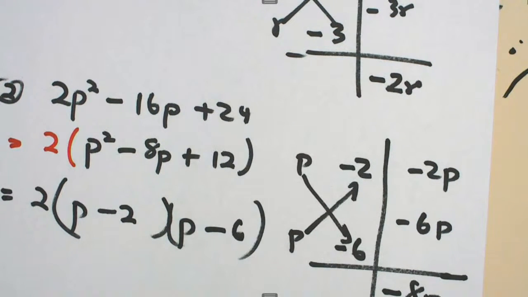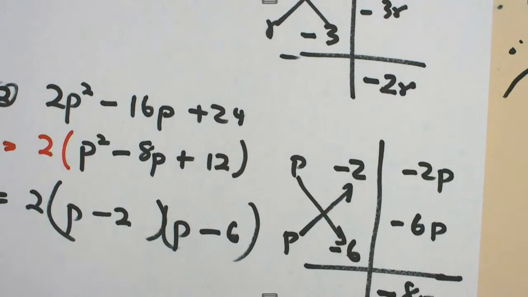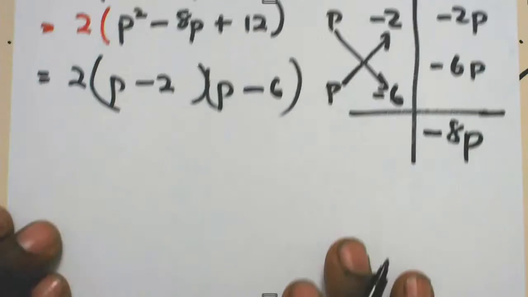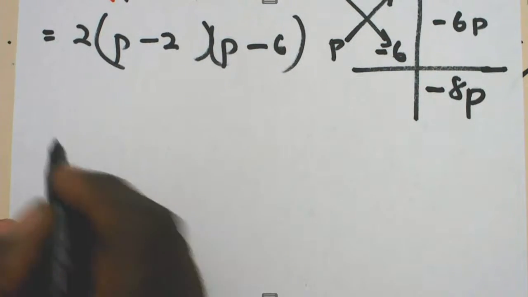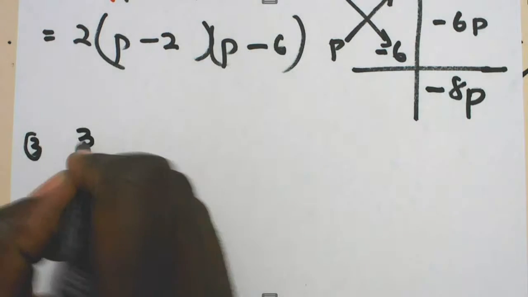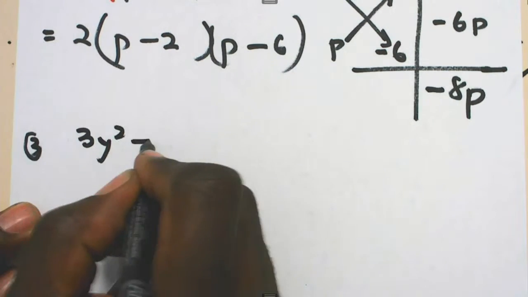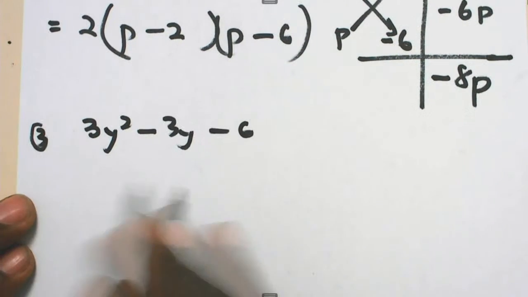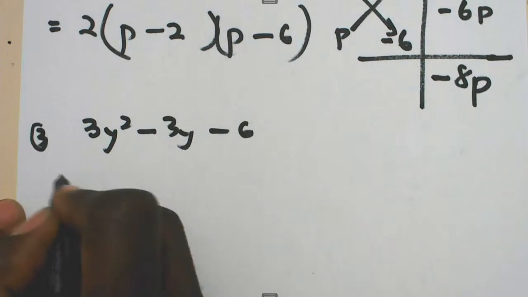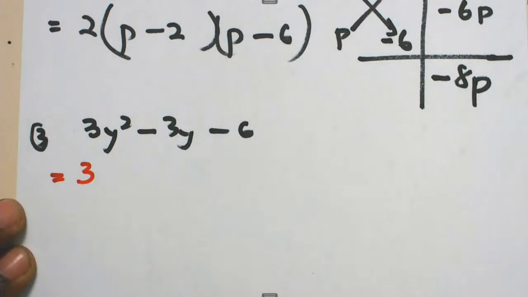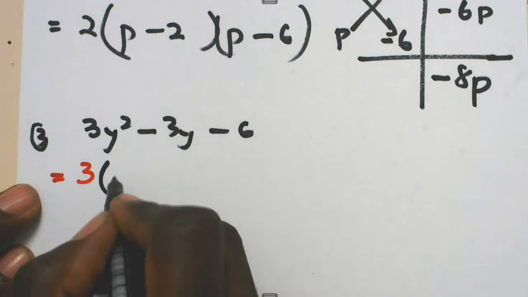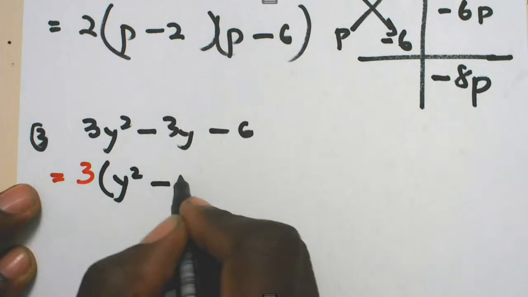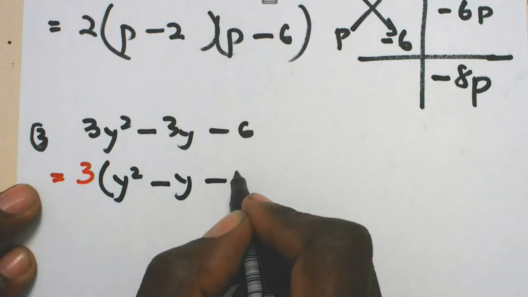Those are the factors of 2p squared minus 16p plus 24. The last example, the third one, is 3y squared minus 3y minus 6. You're taking out 3 as a common factor of all the terms. 3 into, here we're left with y squared minus y minus 2.